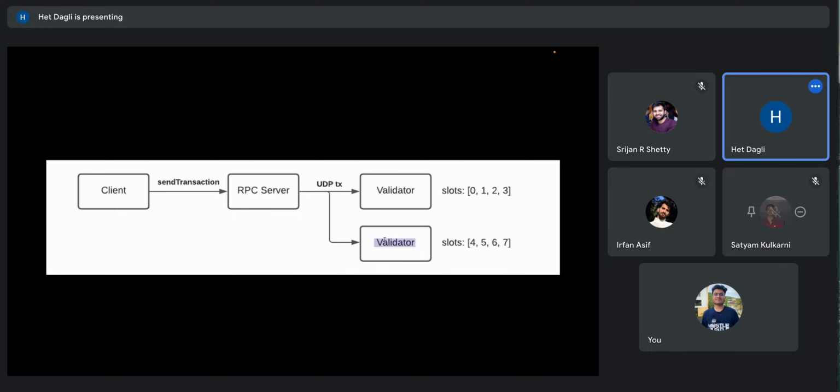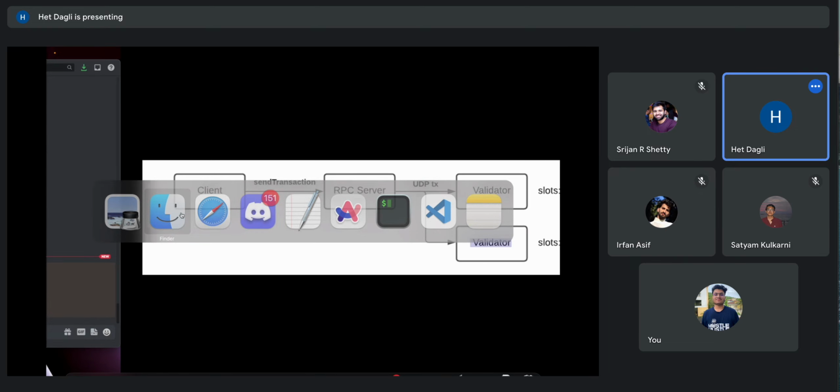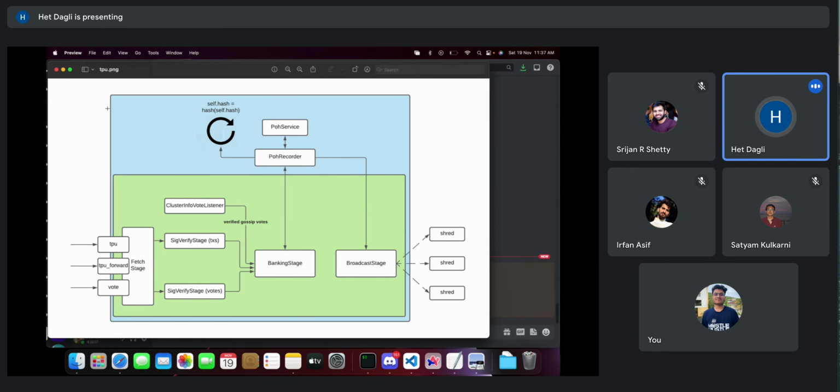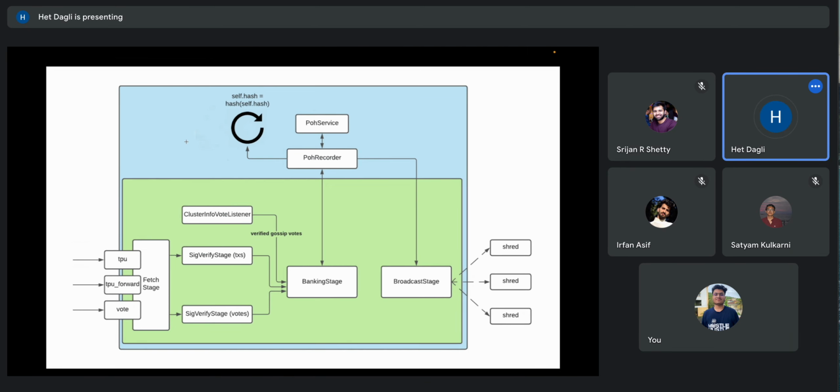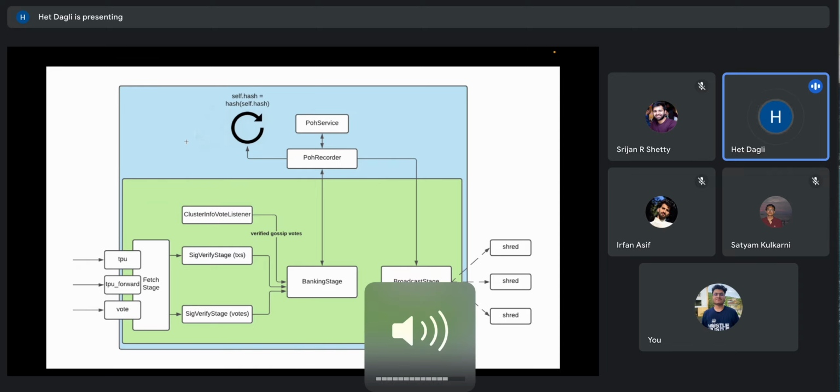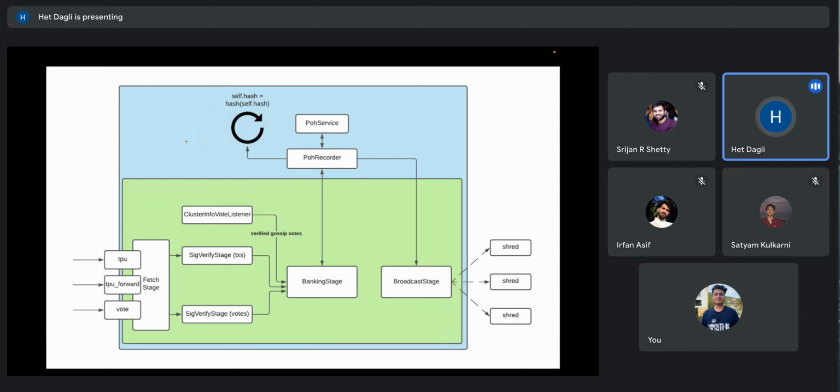That the validator would be this. So this is how it works now. Let me go to the next slide. Yeah, so this is the core of a validator, where right from here, TPU. TPU is where the transaction processing will take place.